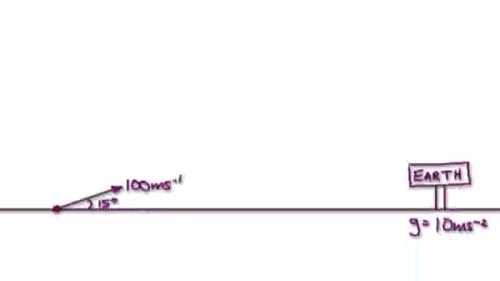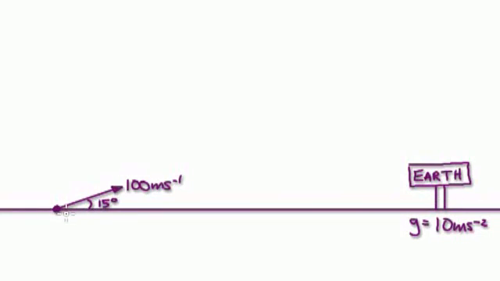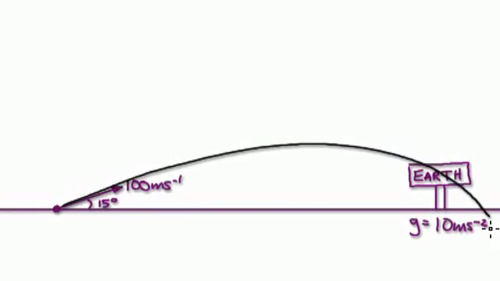Okay, let's give you guys some more practice. So now we are back on Earth. Gravity on Earth is 9.8, but we're going to round off to 10 meters per second squared. We're going to fire a cannonball at 100 meters per second at an angle of 15 degrees. So when you fire your cannonball, it will look something like this.